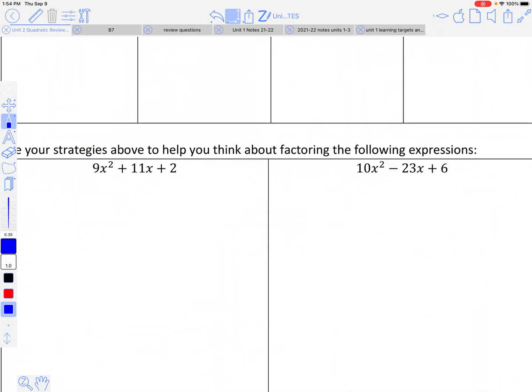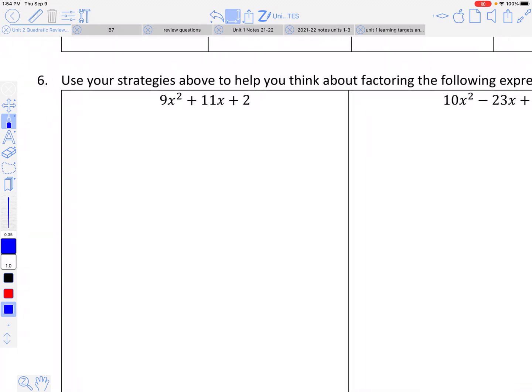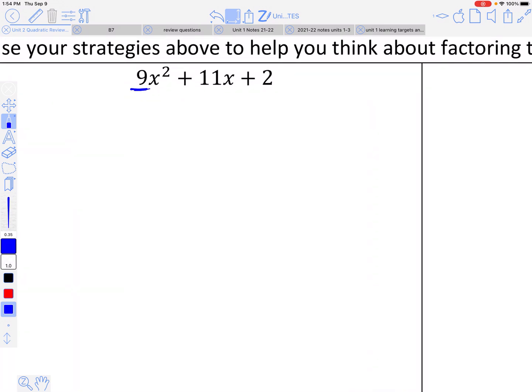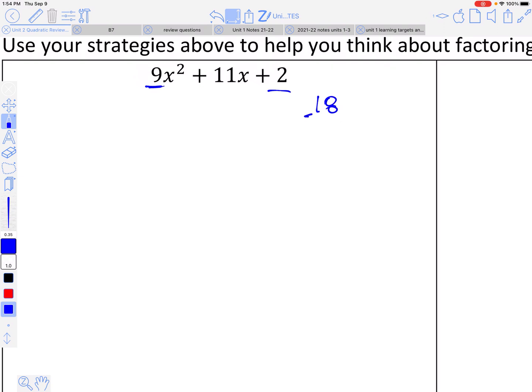Okay, so I'm going to hurry and do 2 more. So first times the last. Got to think what multiplies to give me 18. Too big, that's 19. Oh gosh, just having a 2 times 9. Wow, sorry. 9, 10, 11. It works. It adds up to 11. 9 plus 2 is 11. 9 times 2 is 18. And remember, you use that to break up the middle term.